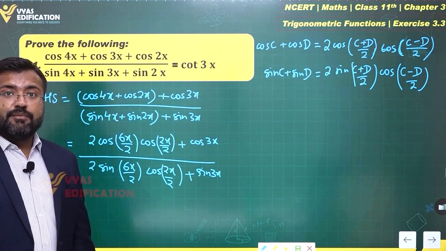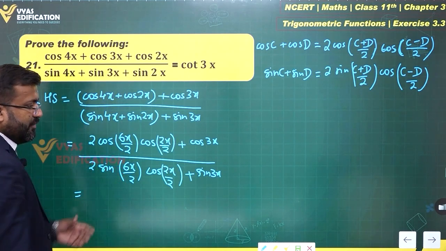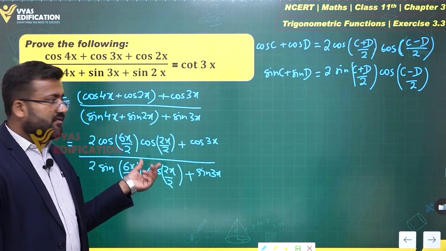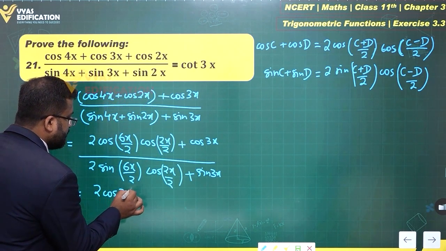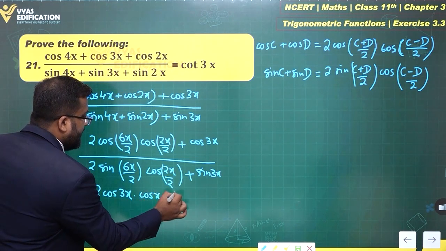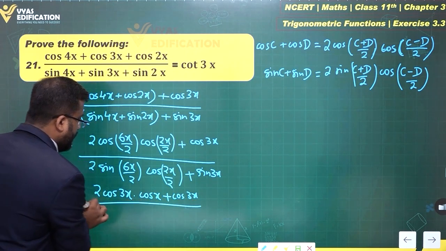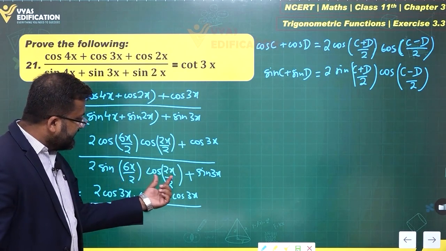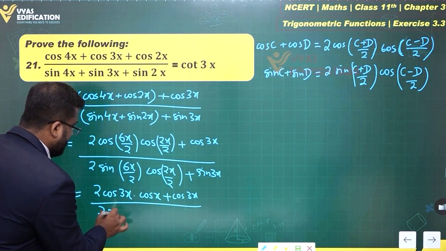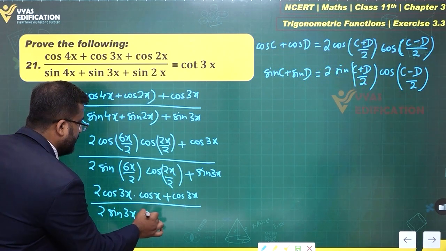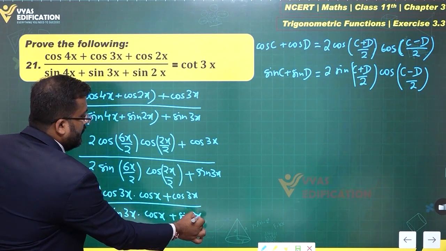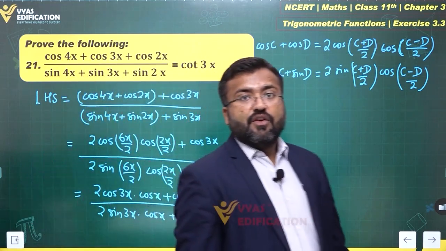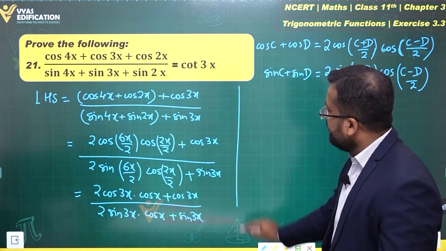What does the numerator simplify into further? Please observe, in the numerator you have 2 cos 3x cos x now, plus there is another cos 3x. What about the denominator? You have sin 3x and cos x again, plus this is sin 3x. Once you have solved this much, let's continue further.